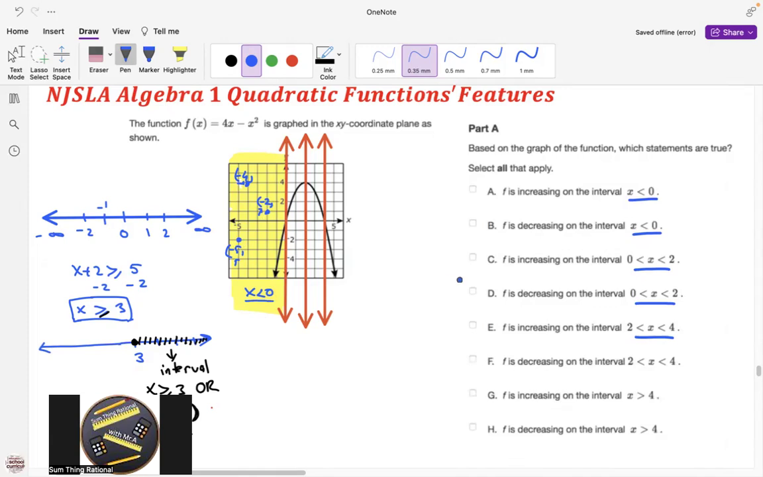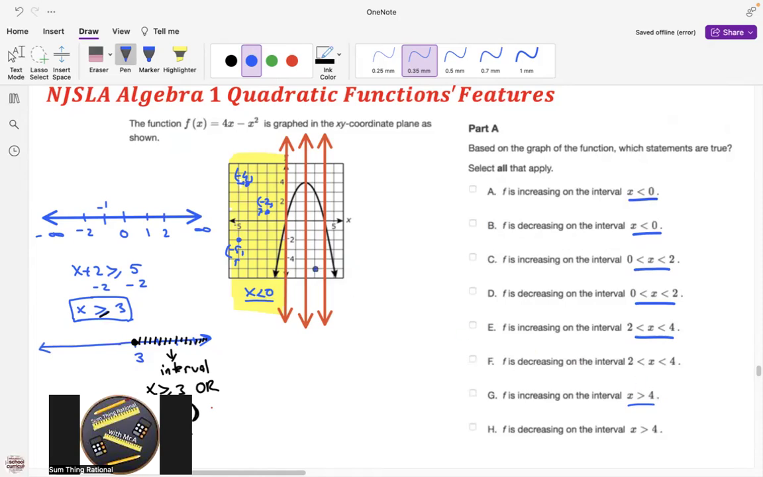So when the question says x less than 0, x between 0 and 2, x between 2 and 4, x bigger than 4, we need to know where to look first. That is the very important thing that you need to consider. If you don't know where to look, we may not be able to solve it, okay?